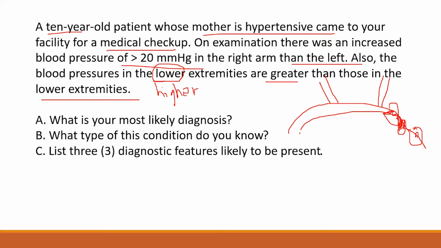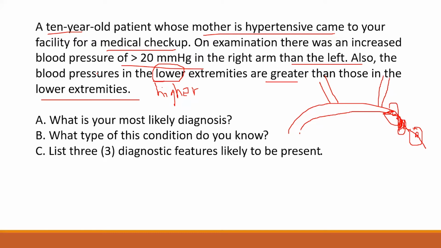3 diagnostic features likely to be present. That means if somebody has coarctation of aorta, what are the things that you must check out for? One, diminished femoral pulse. The blood pressure in the upper extremity is higher than that in the lower extremity. So definitely you're going to use the femoral pulse to measure this. So the femoral pulse will be diminished.